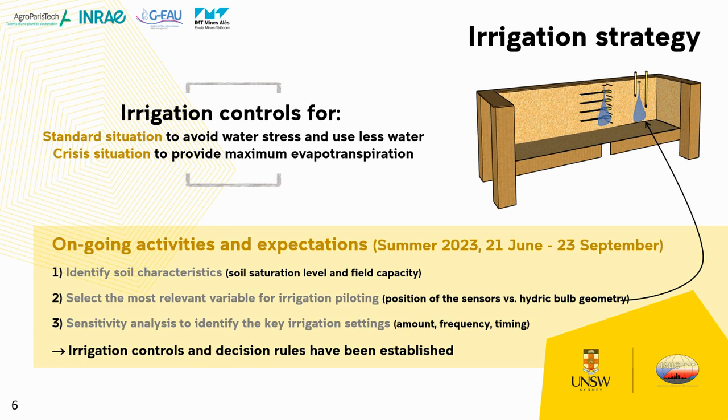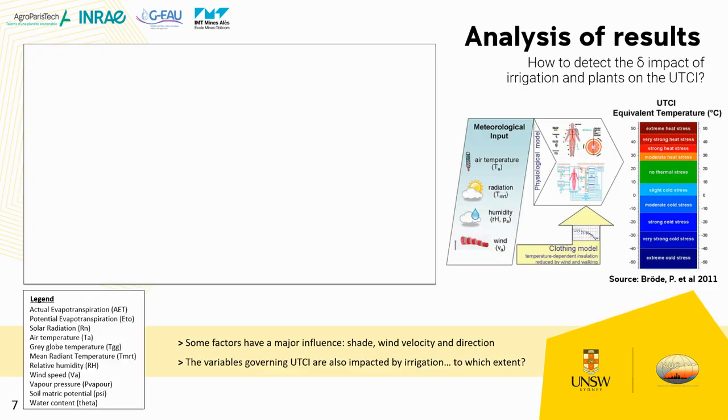So, the amount, the frequency, and the timing of the irrigation: how do these elements impact the signal of our sensors? In this way, we establish irrigation controls and decision rules. And now we are evaluating them periodically to see if they were the good controls and rules.